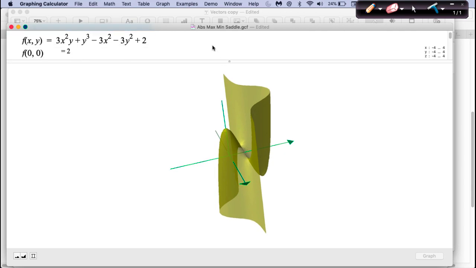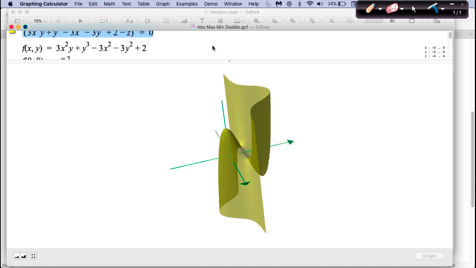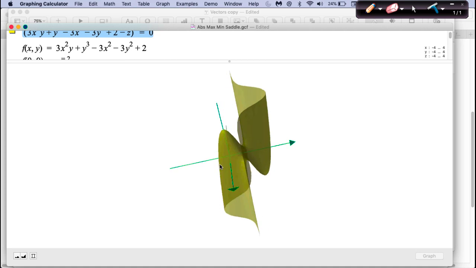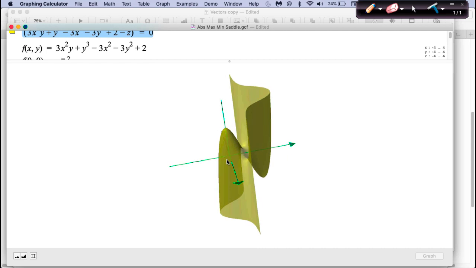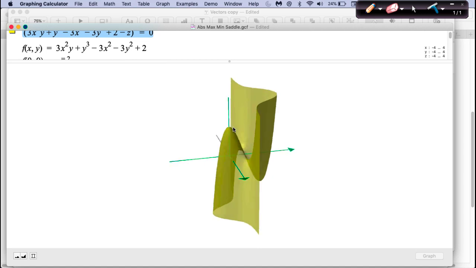So here's a function: 3x squared y plus y cubed minus 3x squared minus 3y squared plus 2. Let's just look at the graph first. This is not a graph that you'd be responsible for figuring out based on that equation, right? This is a more complicated polynomial than our basic paraboloids and cylinders, etc.